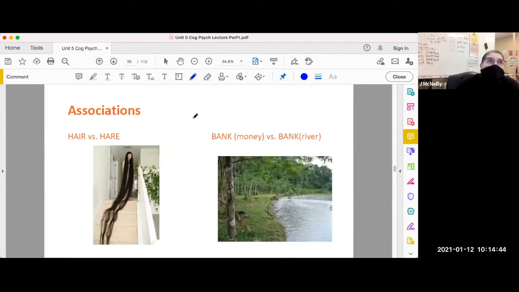So you could use a mnemonic device of, oh, I'm remembering that another name for a rabbit is hare, H-A-R-E, versus hair as in the hair on your head. Or you may remember, oh, this is the name of the river, okay, because you're thinking bank, money, and the bank of a river. Okay, so you're using those associations to kind of prime what word comes next. Does that make sense?